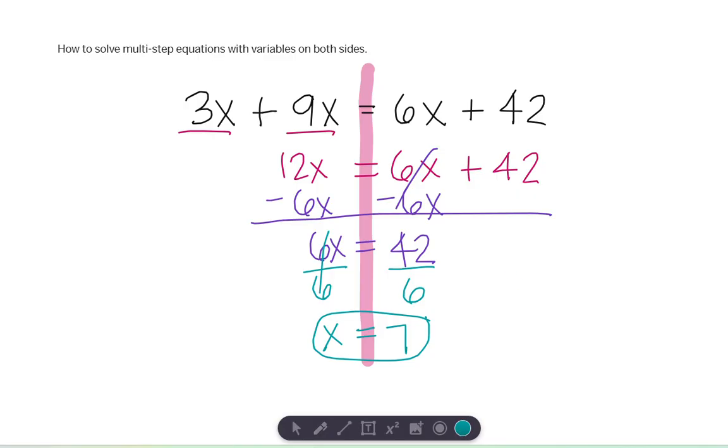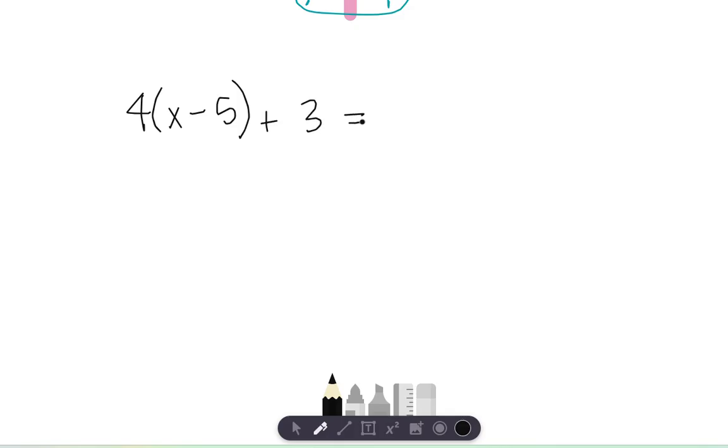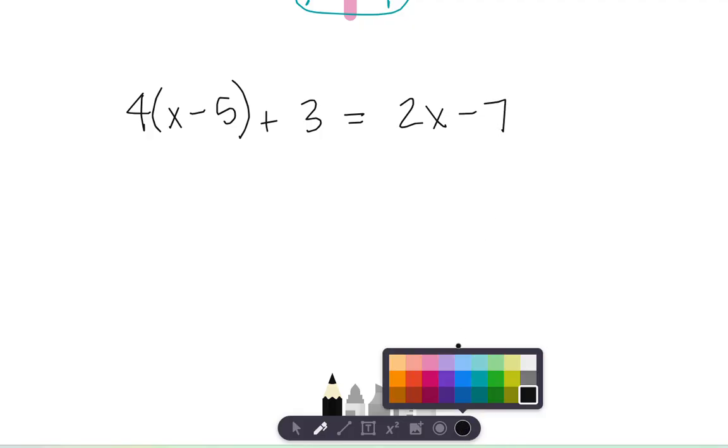Okay, let's do one that's a little more complicated. Let's try this one. What if I have 4 times x minus 5? So I have distributive property I've got to do. And then we add 3, and that's equal to 2x minus 7. This is a problem from your study guide.